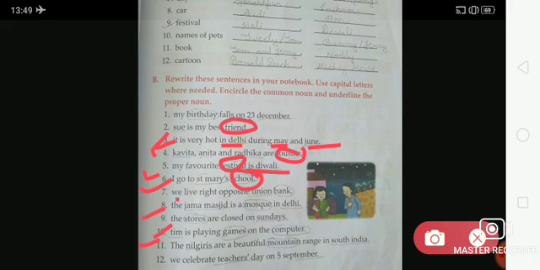In number 11, the Nilgiris are a beautiful mountain range in South India. Students, the Nilgiris is an example of a proper noun, so first of all we will change the first letter to capital and after that underline it, and mountain is a common noun, so we will circle it. South India is also an example of a proper noun, so we will change the first letters to capital and underline it.